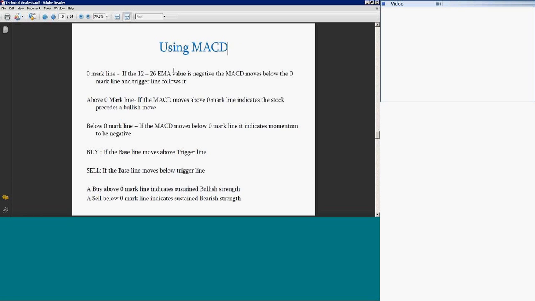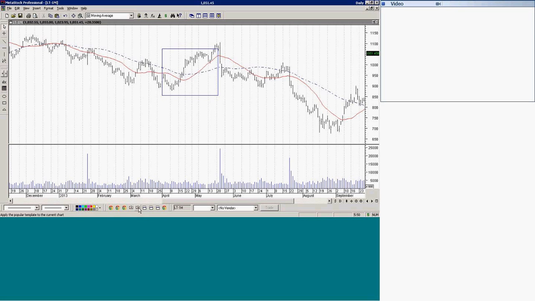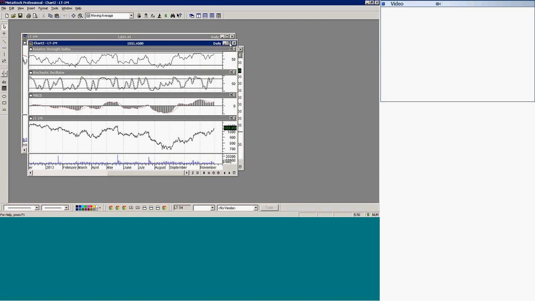Let us move on to moving average convergence divergence. This is an indicator which uses a moving average and consistent divergence lines. When we use a MACD, let me show you a MACD.